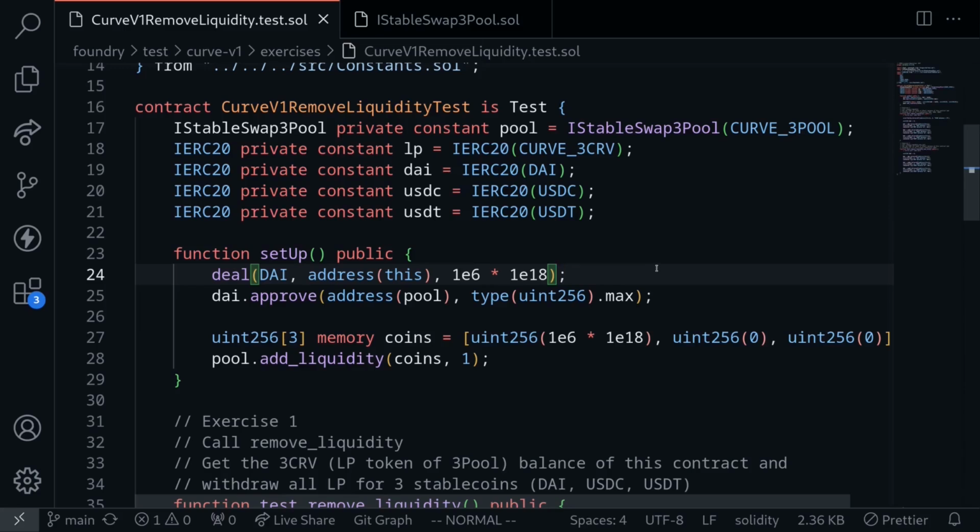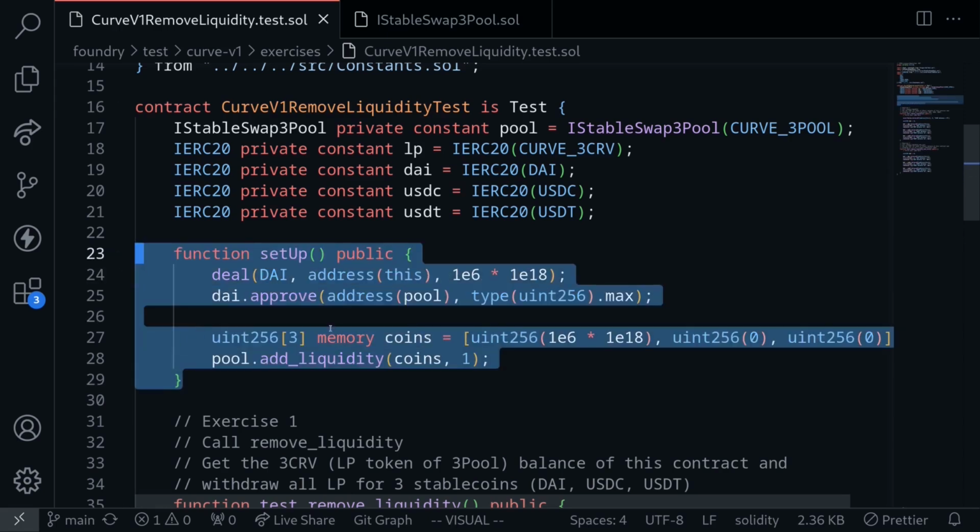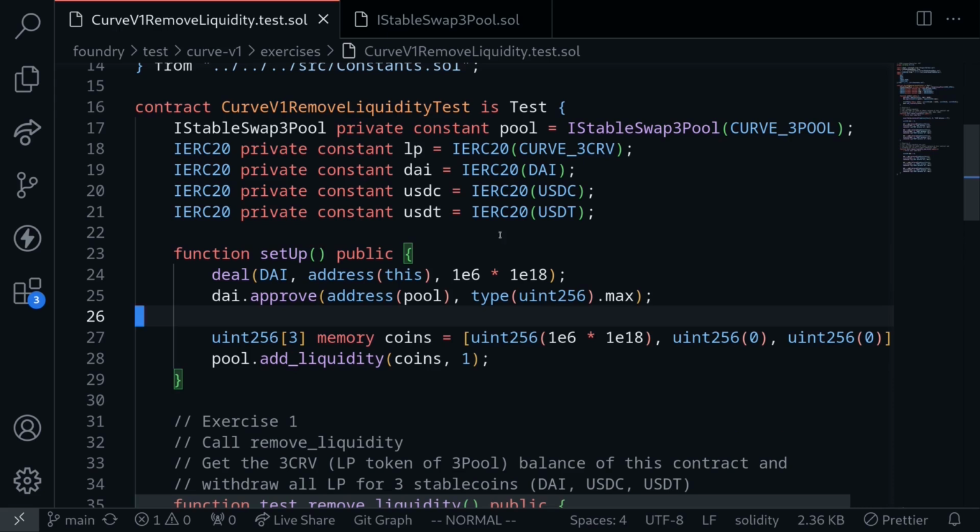There are 2 exercises to remove liquidity from Curve V1 AMM. For the setup, the test contract is given 1 million DAI, and it has put this 1 million DAI as liquidity to the Curve V1 pool. So at this point, you'll have some LP tokens. The LP token is called Curve 3CRV. For this test, the variable name for this Curve 3CRV is LP. You'll be using this to remove liquidity.